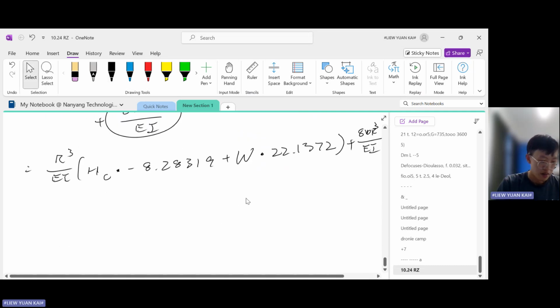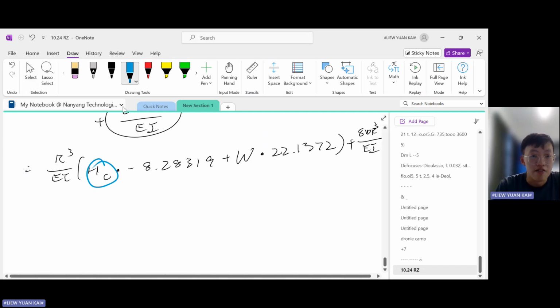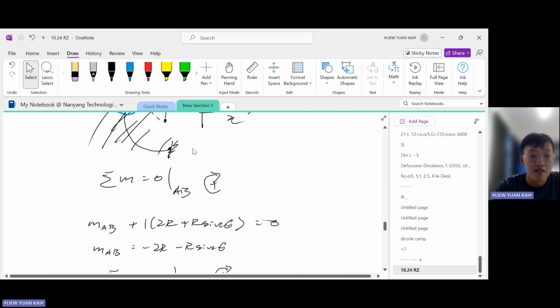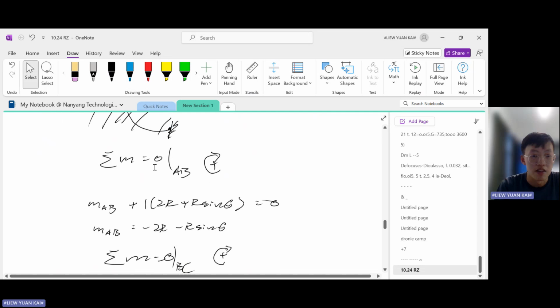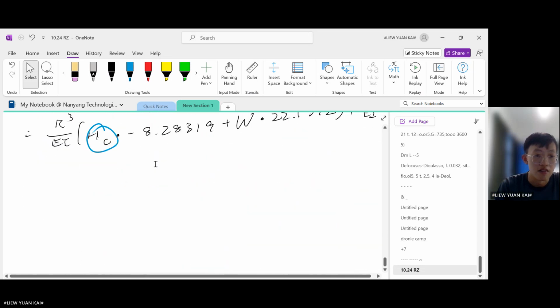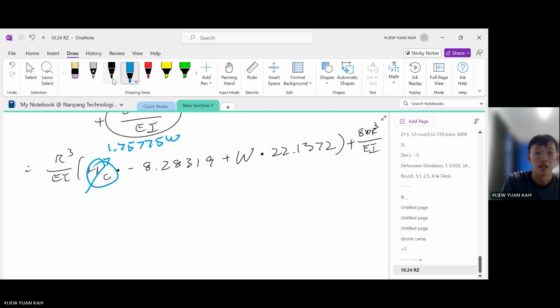Okay, so what can you do? Do you remember where I saw this? Hc, right? We got it from earlier. See, we found Hc to be this. We found Hc to be 1.75w. So I'm going to sub this result in here. So this I'm going to replace with 1.75w. So you see, you can now evaluate this result.